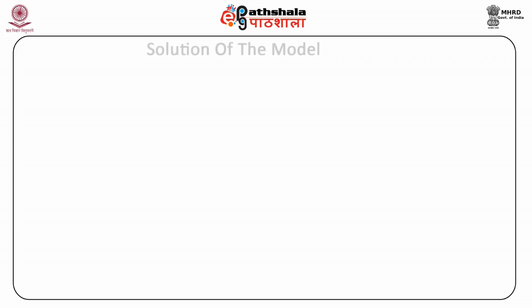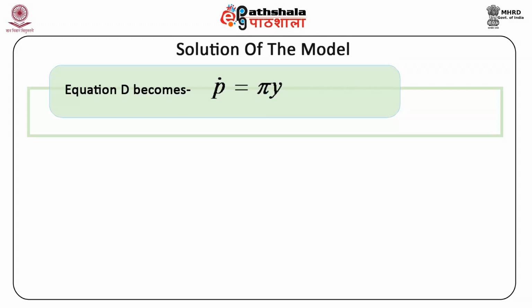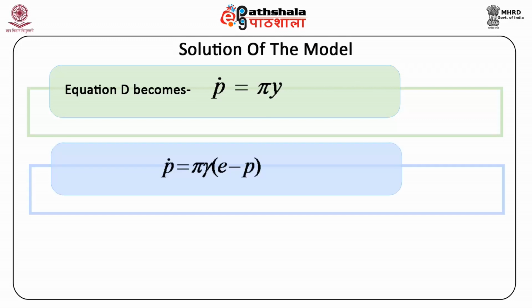two non-homogeneous equations. In equation D, log capital Y bar is equal to 0. We have assumed earlier that full employment output is given in the economy. It can be normalized to 1 to give us its log value of 0. Thus, equation D simply becomes p dot is equal to pi y. Substituting the value of y from equation C into the above equation, we get p dot is equal to pi y(e minus p).